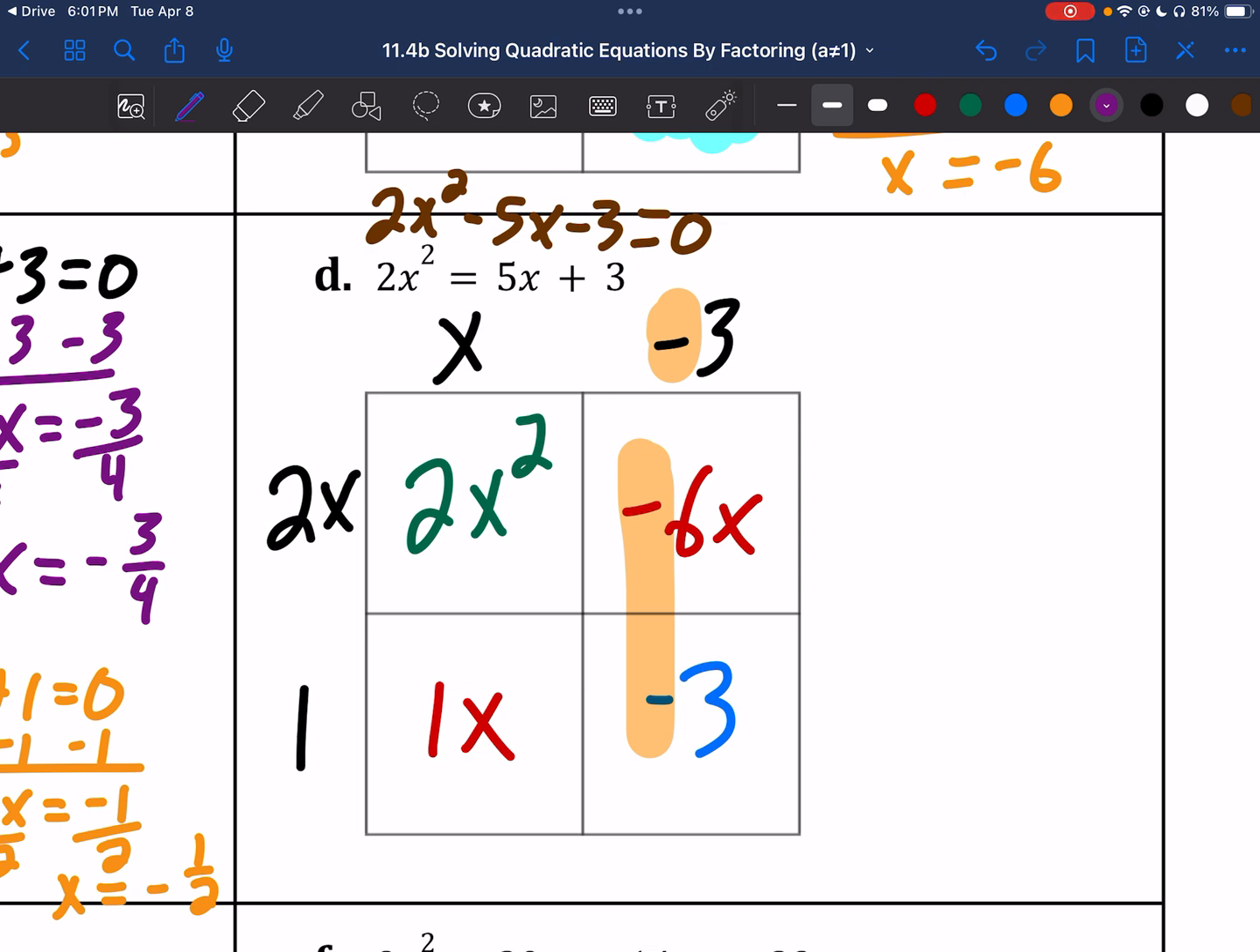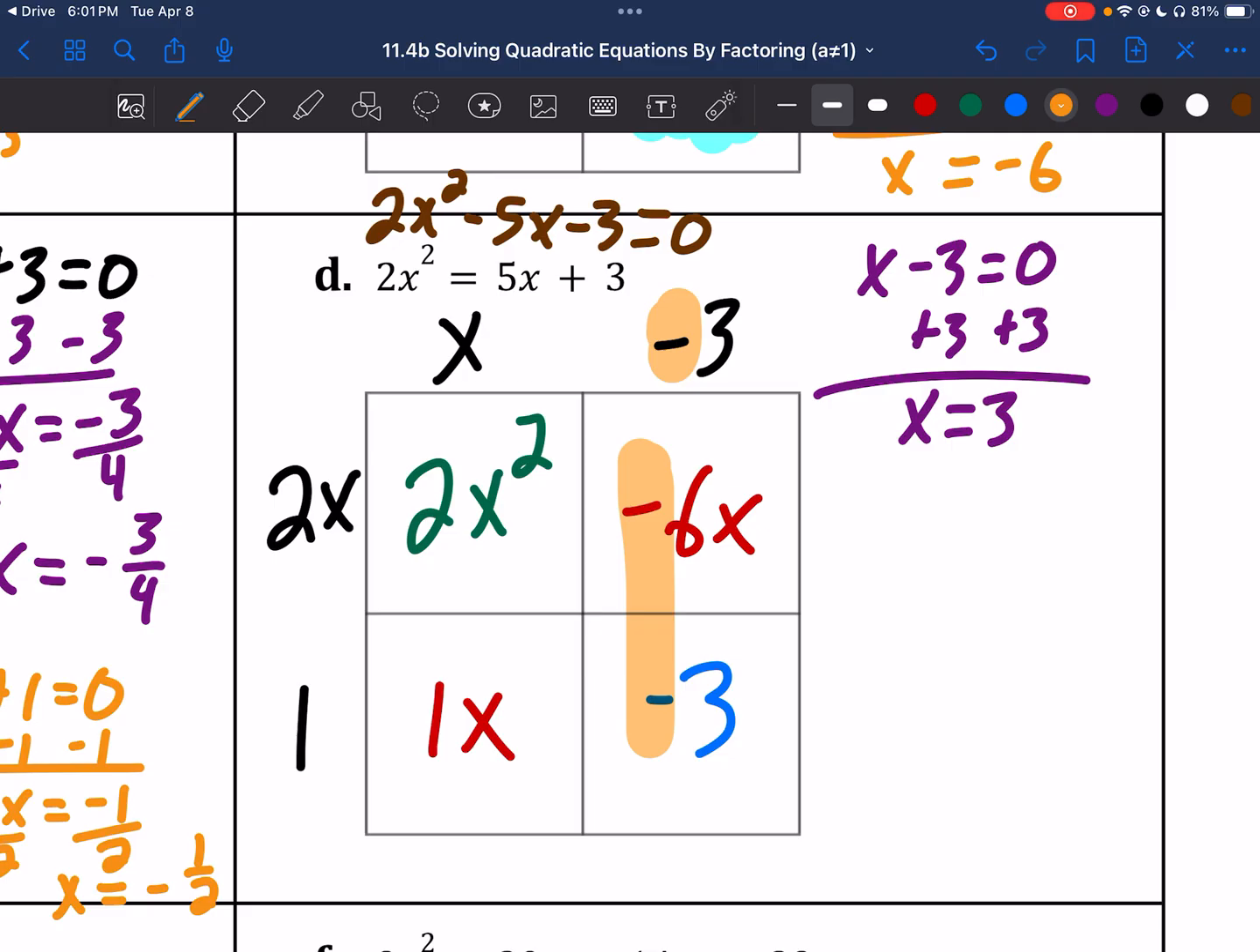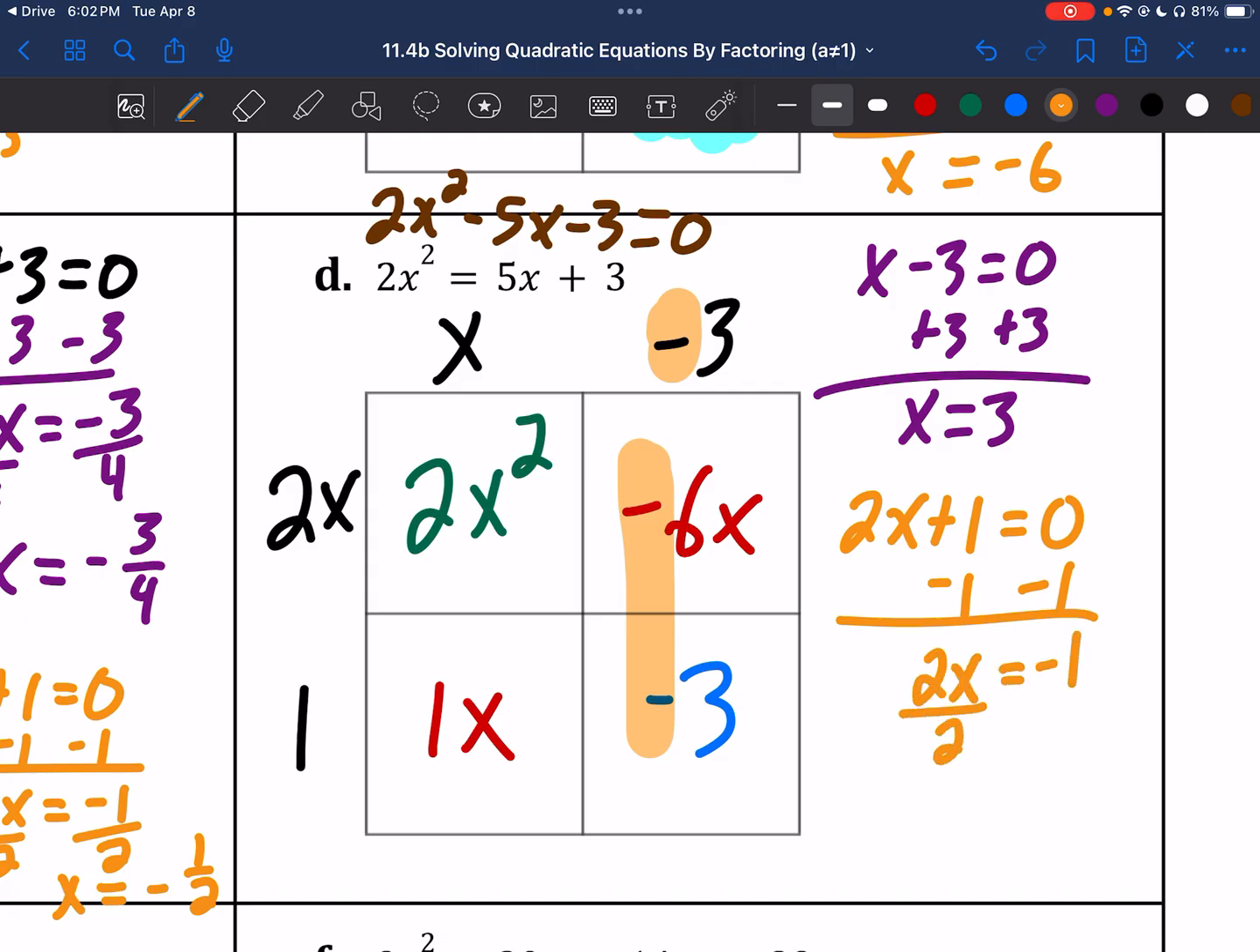So x minus 3 equals 0. Add 3 to both sides. X is equal to 3. Now, second one, 2x plus 1 equals 0. Subtract 1. 2x equals negative 1. Divide by 2. X equals negative 1/2.